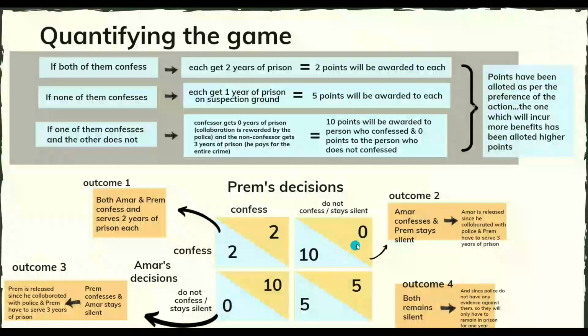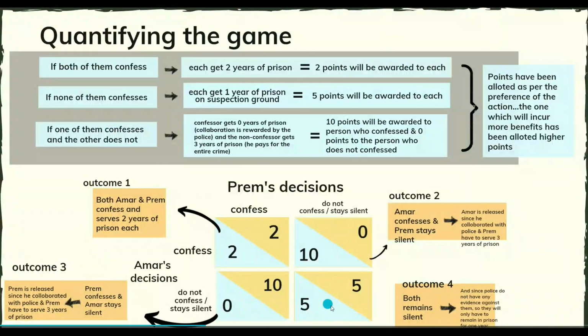The second box depicts the scenario where Prem did not confess and Amar betrays him by confessing, and the outcome is that Amar is set free and Prem has to be in prison for the next 3 years. So here, Amar has been awarded 10 points and Prem has been awarded 0. The third box depicts the scenario just the opposite of what we have observed in box 2. Here, Amar decides not to confess, but Prem betrays him by confessing. So, Prem has been set free with 10 points and Amar has been awarded 0 points and 3 years to serve in jail.